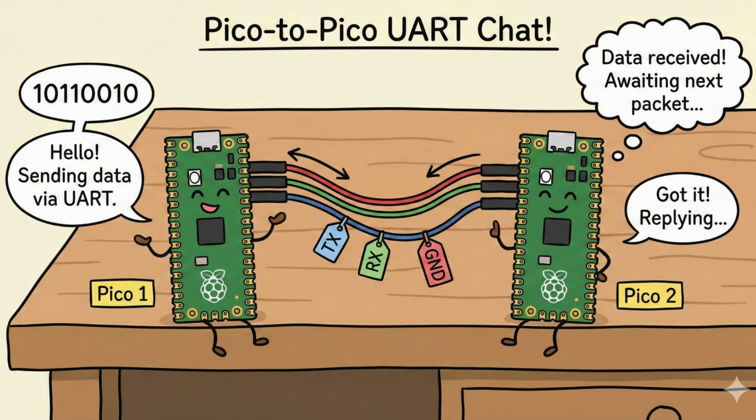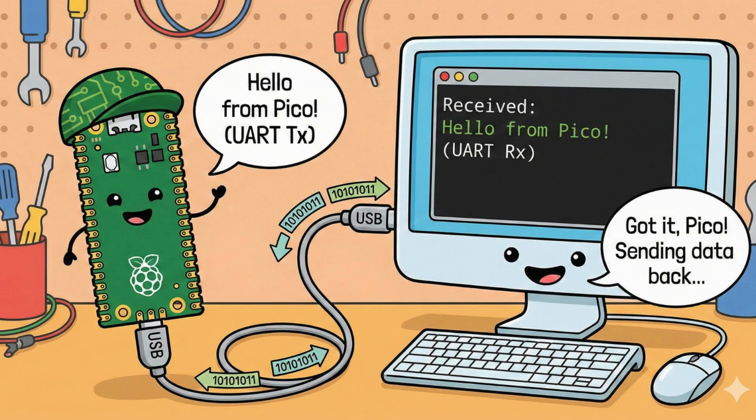Let's bring this to the real world with microcontrollers like the Raspberry Pi Pico. Here is a simple UART connection. One Pico transmits, TX, the other receives, RX. It's a direct chat, simple, reliable, and perfect for device-to-device communication. We also use this to talk to our computers. The Pico sends UART data, which is converted to USB, appearing as text on your monitor. This is how we debug code and see what our robots are thinking.